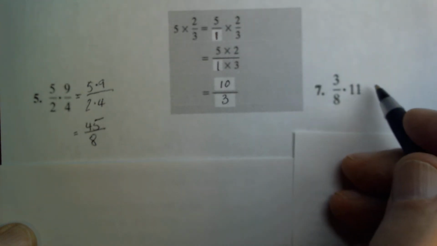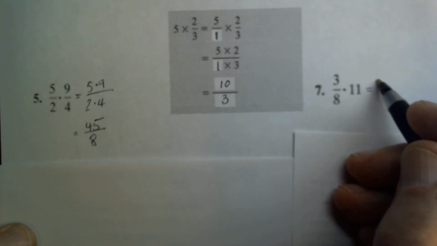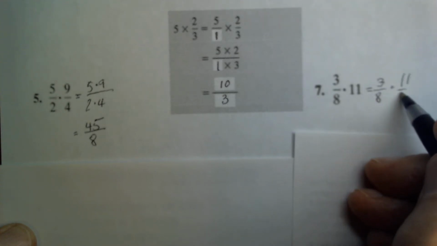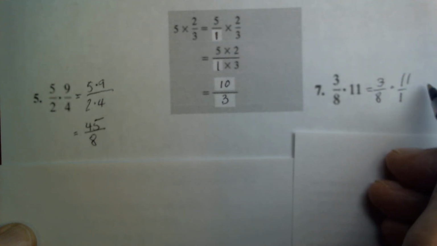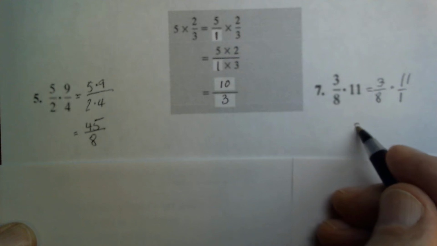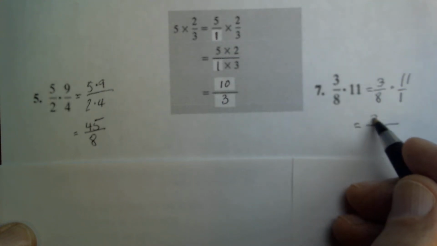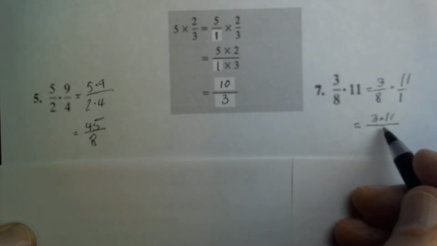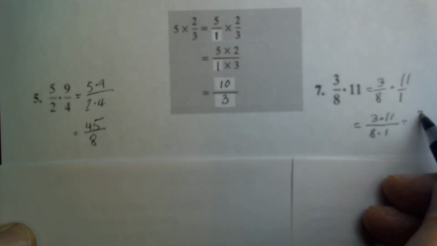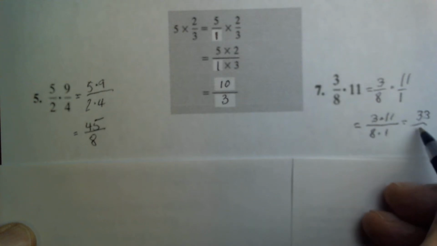And exercise 7 is very similar. So here we have 3/8. And now we're going to write 11 as 11/1, because we know that 11 equals 11 divided by 1. So now it fits our pattern. We now take the product of the numerators, 3 times 11, divided by 8 times 1, or 33/8.